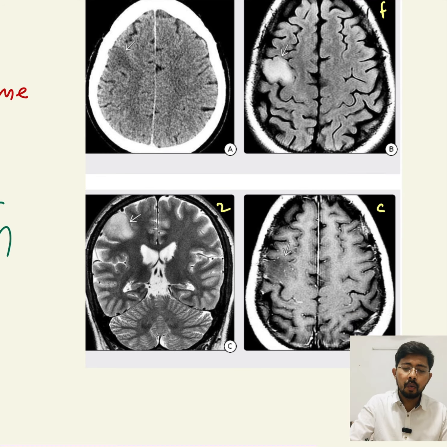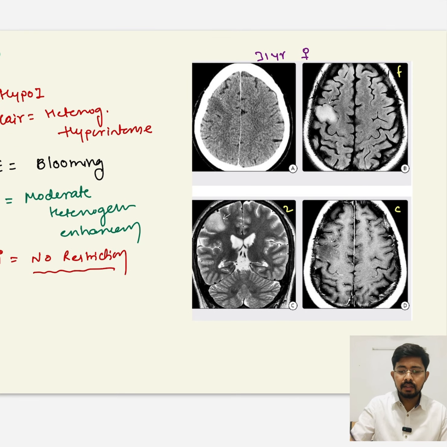This is a 31-year-old female, these are the photos from Osborne, who came with a single episode of seizure. Here we can see a beautiful wedge-shaped hypodense lesion present in the frontal lobe on the right side. On FLAIR imaging we can also see homogeneous hyperintensity of this lesion in the frontal lobe with expansion of the gyri.